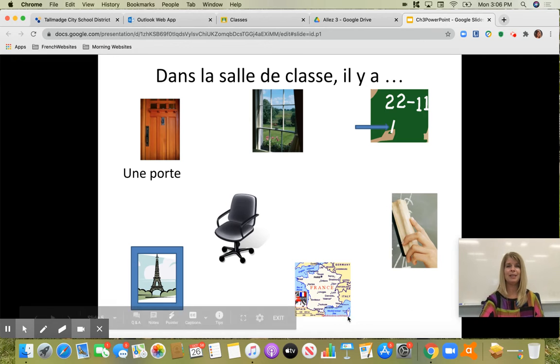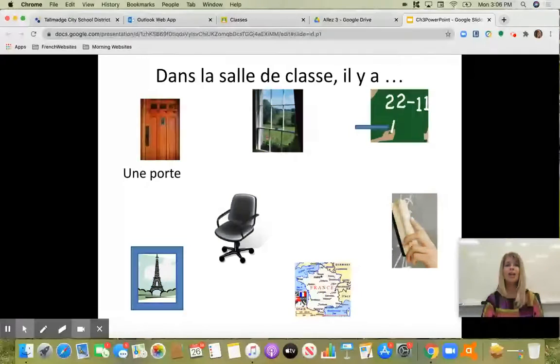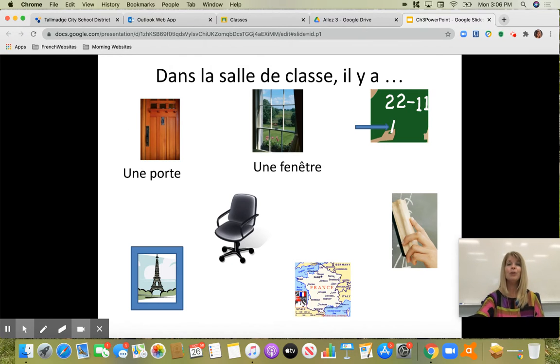Let me back up. It says, in the classroom, répétez, dans la salle de classe, there is or there are, il y a, dans la salle de classe, il y a une porte. In the classroom, there is a door, une fenêtre. Répétez, une fenêtre.